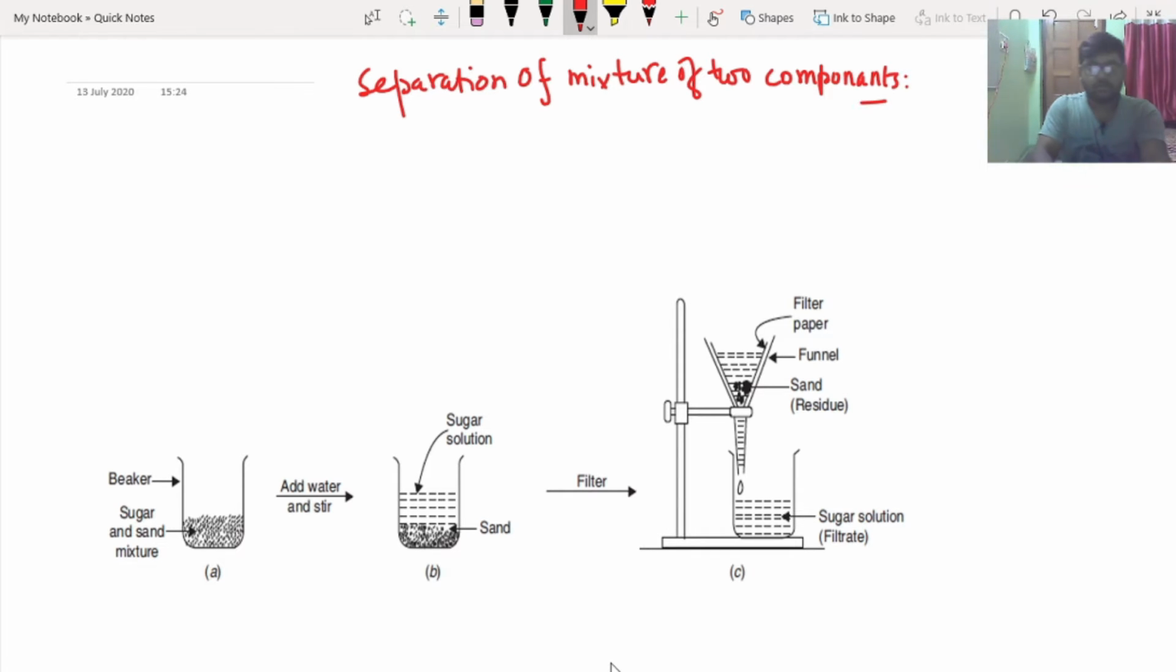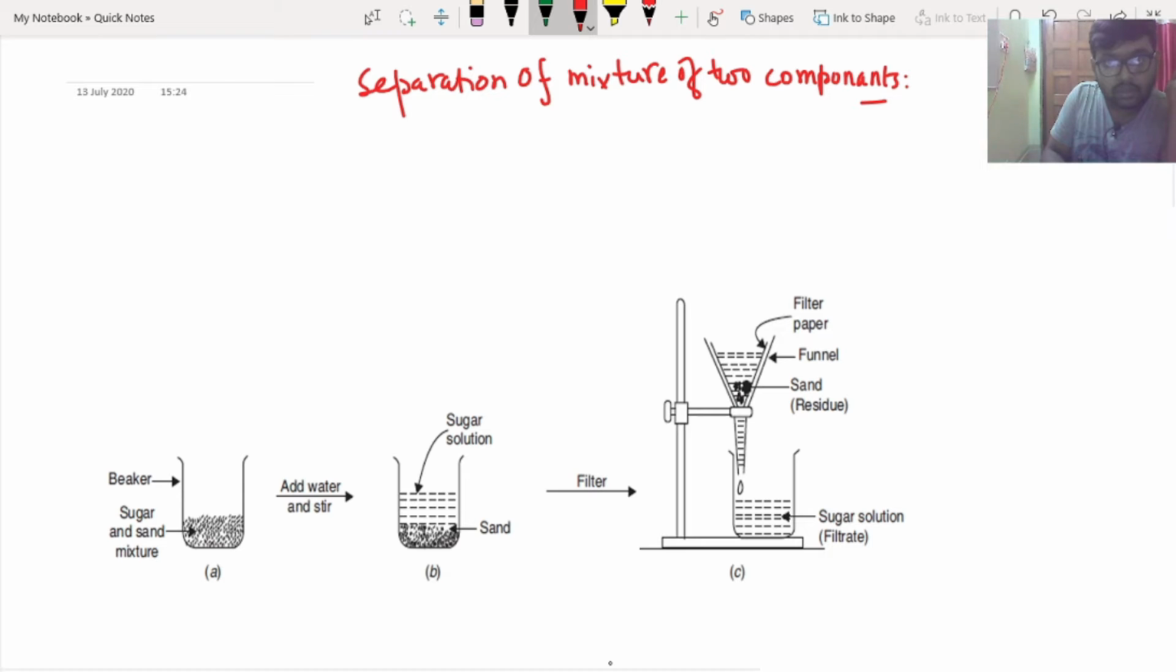Suppose you have a mixture containing two components. Now you have to separate those two components from the mixture that you have. So what are the techniques that we can use? First of all, we will decide the techniques which are needed to separate the mixture of two solids.